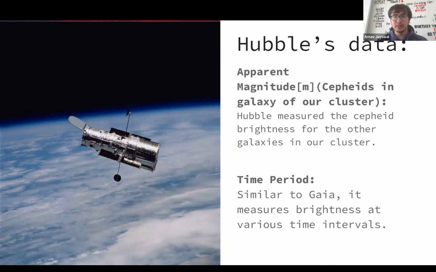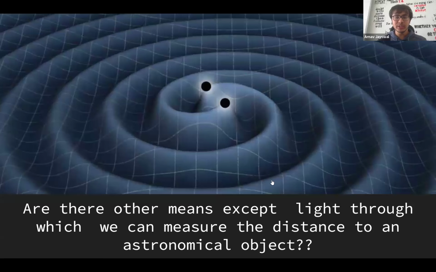So this is about Hubble's data. I guess I'll move on. We can look after some other doubts after the section. So let's move on to something really interesting. So this was Cepheid variables.